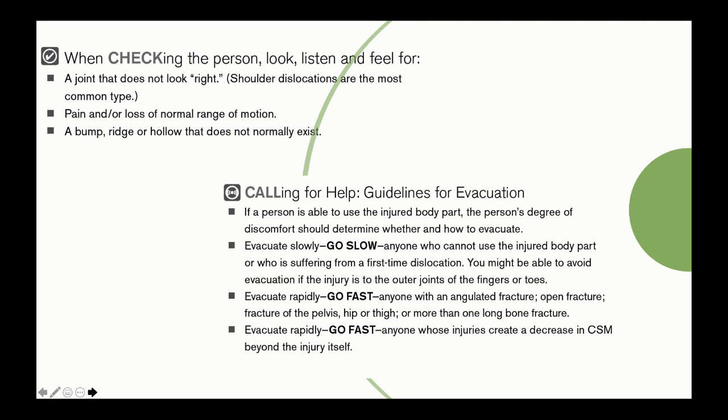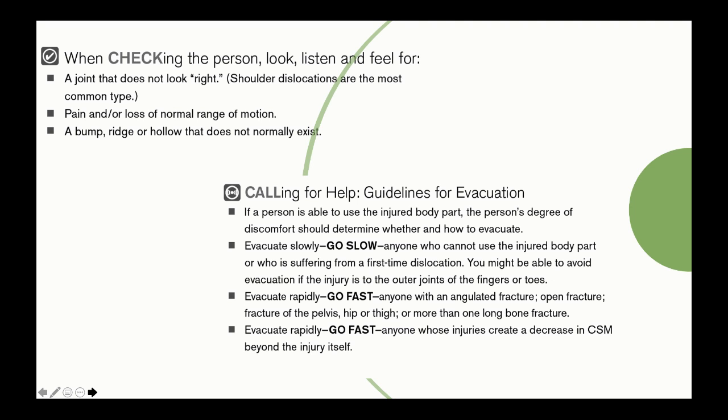So, guidelines for your evacuations. You're going to go slow with anyone who cannot use the injured part of their body and is suffering from a first-time dislocation. We want to evac them if that's the first time that that body part has ever dislocated. Okay? If they can use it, you're going to walk them out. You're going to go slow, but make sure that we're still evacing.